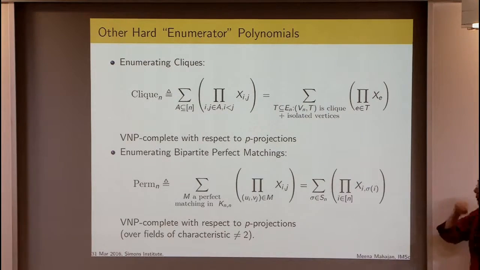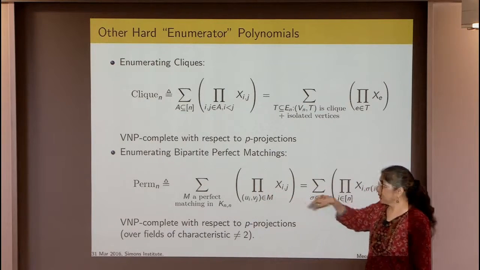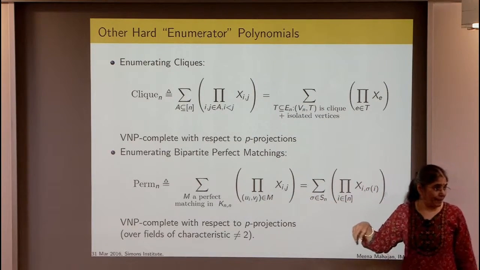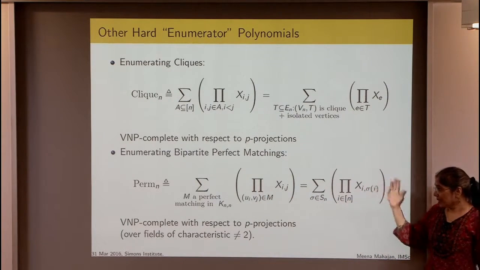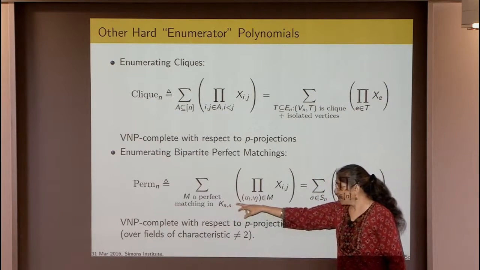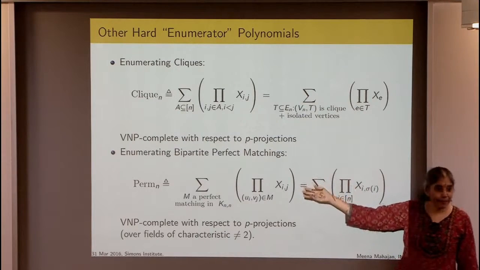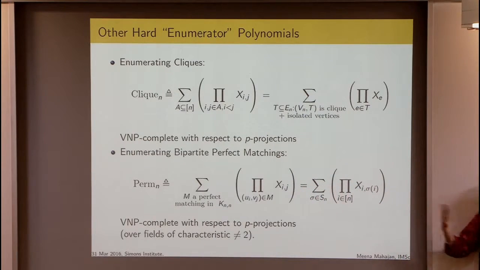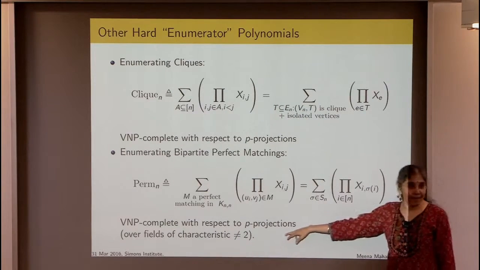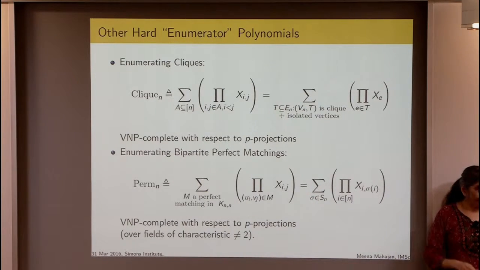Another example of an enumerator polynomial is enumerating perfect matchings in bipartite graphs. So just start with a complete bipartite graph K_{n,n}, and for every perfect matching you have a corresponding monomial, and you add them up, and this is in fact exactly the permanent. So even in this algebraic complexity setting, it is hard for VNP, but this hardness, as we know, is only when the characteristic is not 2.